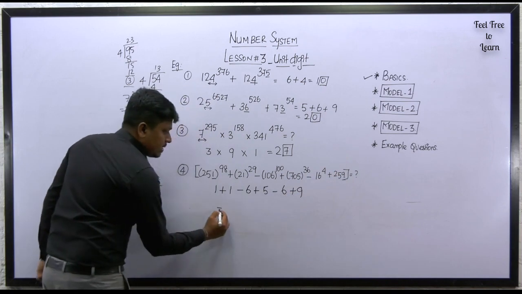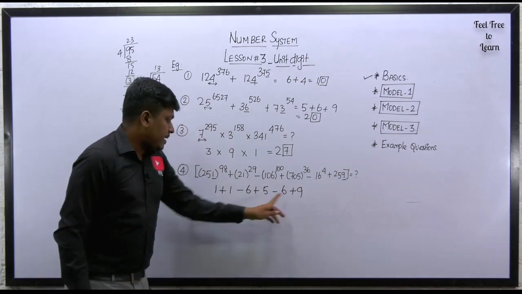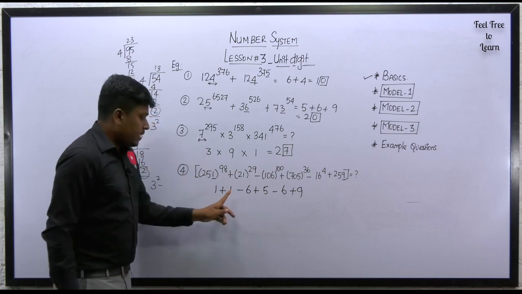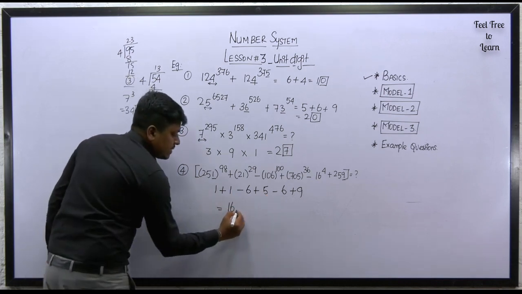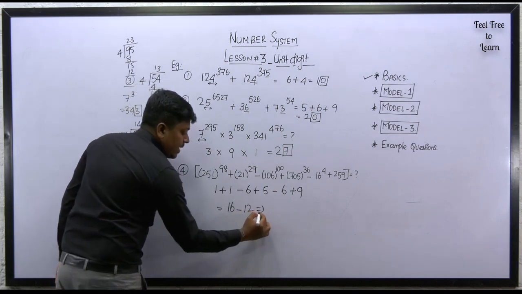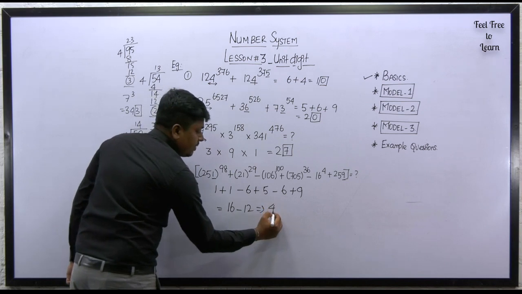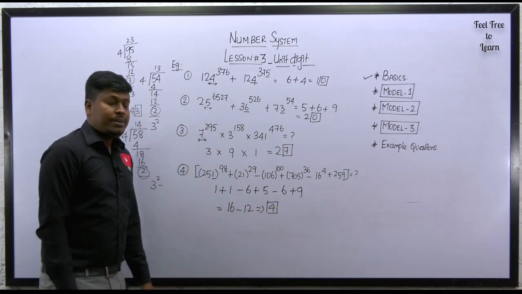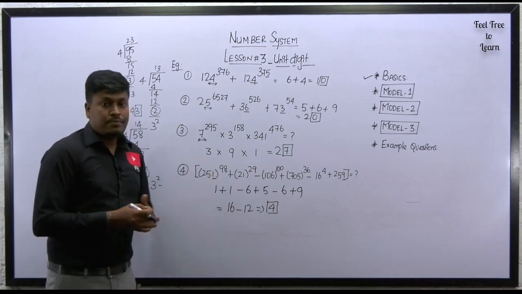So add all the numbers here. So we can add 9, right? 9 plus 5 will be 14, 15 and 16. So the total is 16, minus of minus 6 will be minus 12. So finally we can say that 16 minus 12 will be 4. So which is the unit digit of the number. So finally we got the unit digit, that is 4.